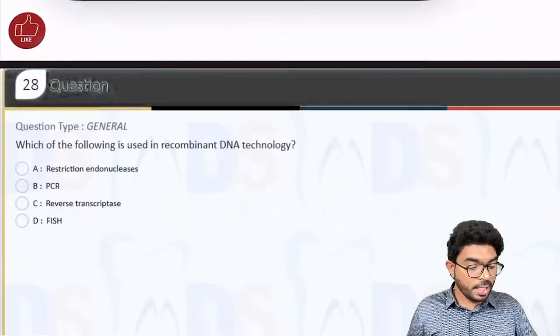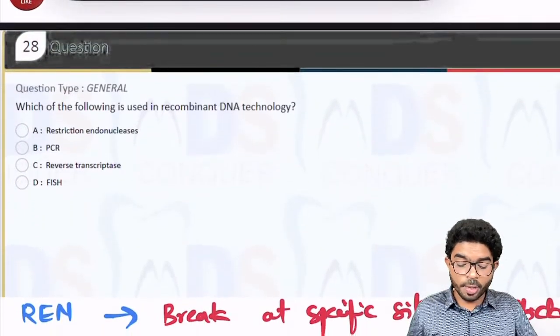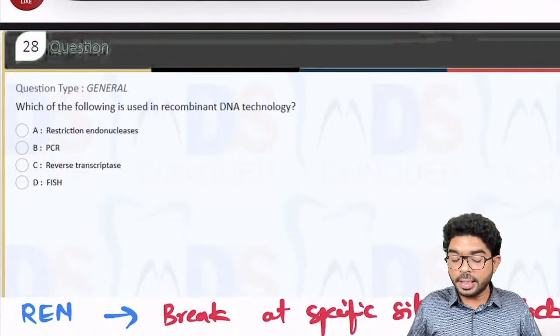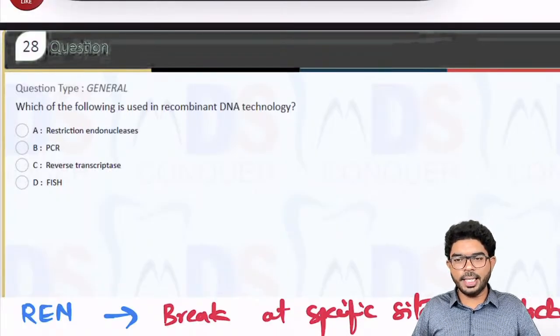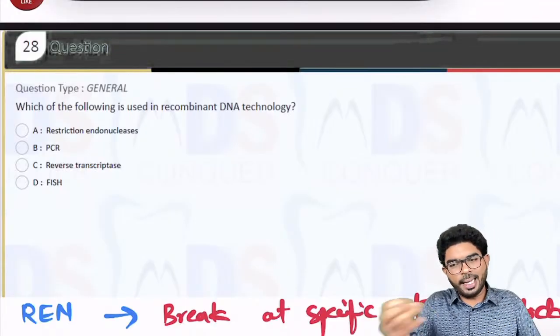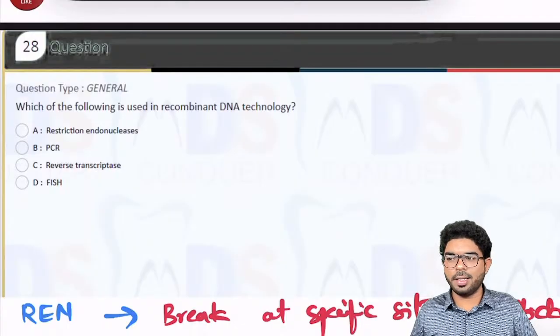So coming to the next question, which of the following is used in recombinant DNA technology. Lots of questions were given on these DNA technologies in the Q bank, right? These are slightly advanced concepts which are not covered in most of the basic MCQ books, but the students are going to do.